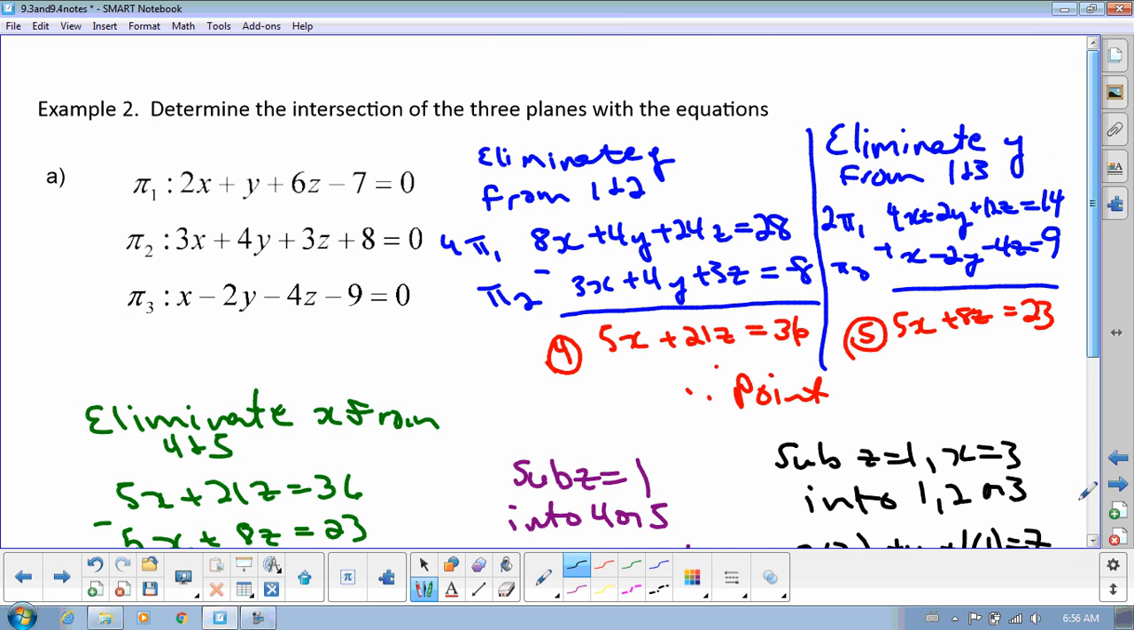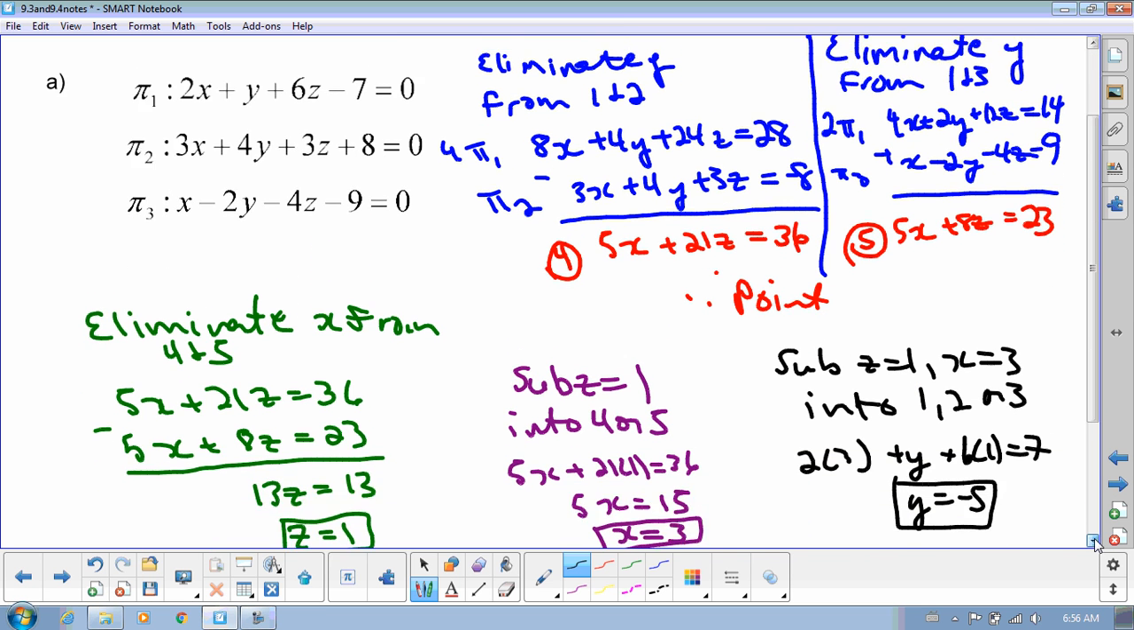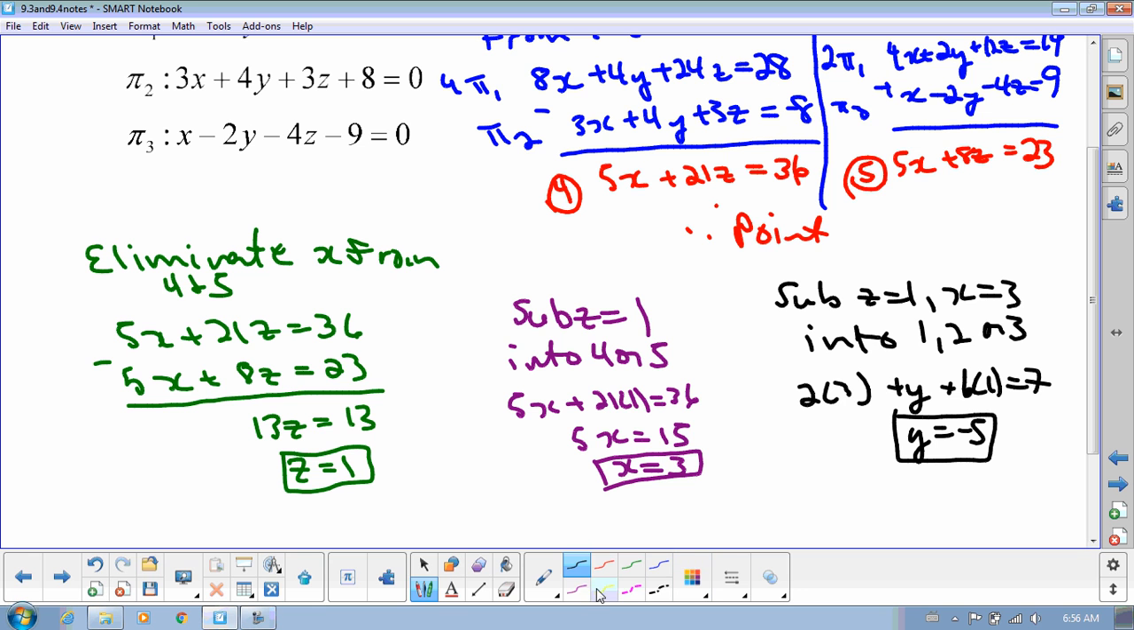Therefore, there's a point of intersection at 3, 1, not 1, because that's the z value. So just be careful down here in the order, because the order needs to be the correct coordinate. So 3, negative 5, and 1. You can actually check your answer, which is nice. You can sub it into all 3 equations, and the left side should equal the right side.